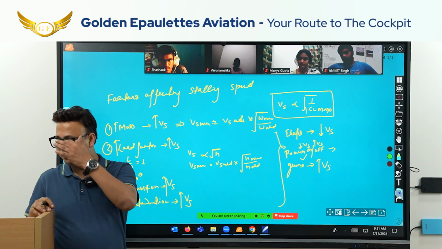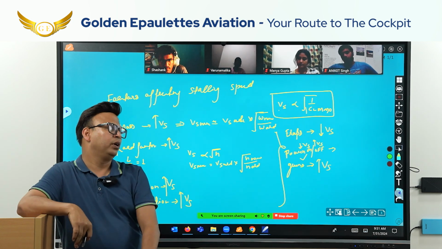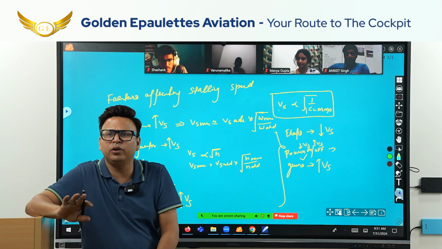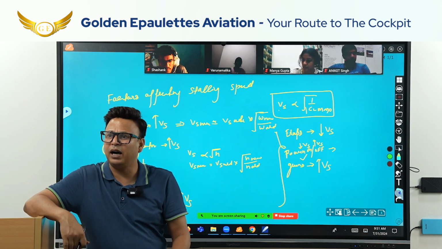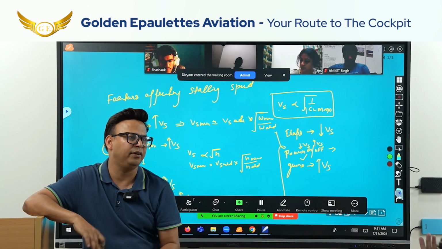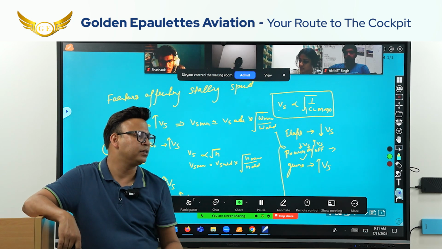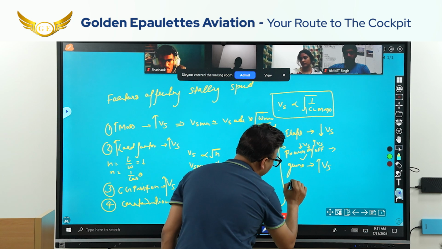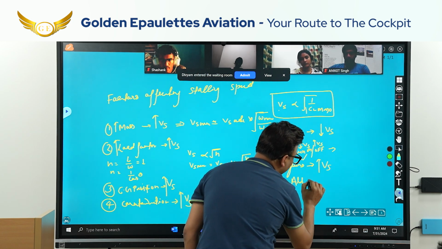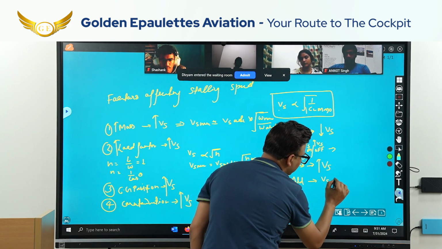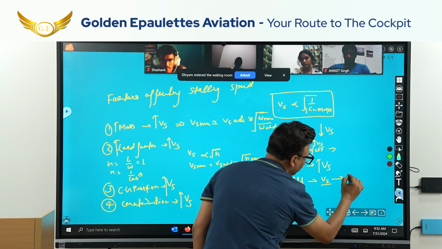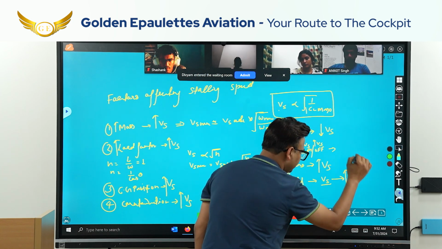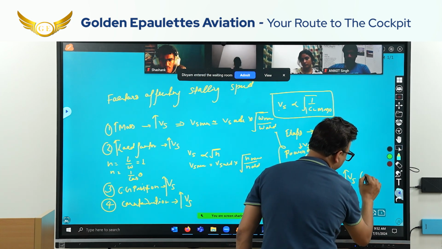Next, altitude. Normally, up to certain altitude, stalling speed remains constant. After that, there is a compressibility effect. Air starts getting compressed. So, with increase in altitude, Vs initially constant, then increases due to compressibility.